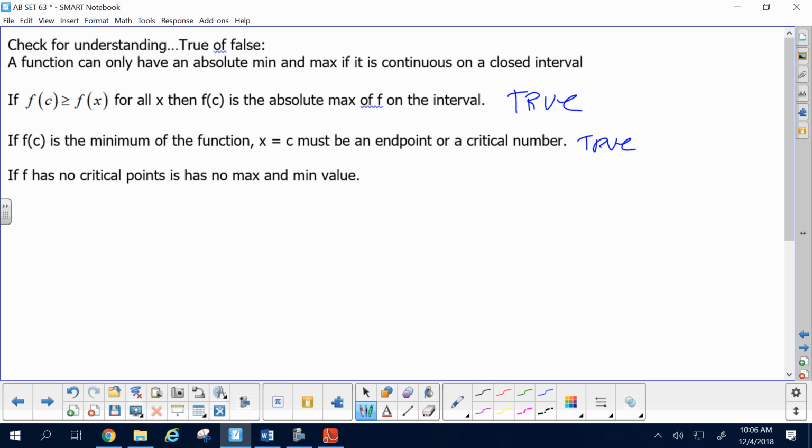And last but not least, if f has no critical points, it has no max and min value. True or false? False. Give me an example of a graph that has no critical points but has a min and max. Actually, I'll just give one. How about that? That has no critical points, but that has an absolute min and max, right? So that is false. Okay, good stuff.